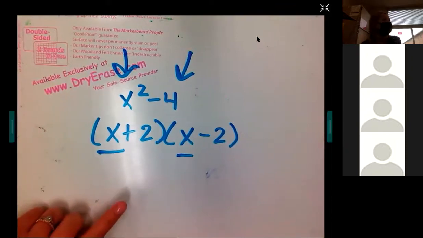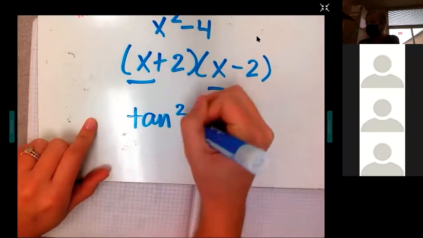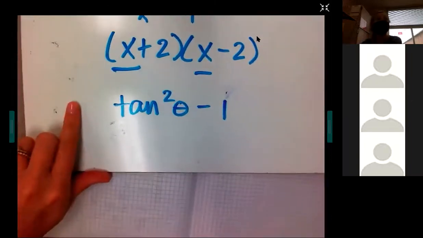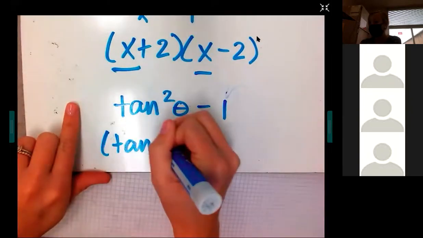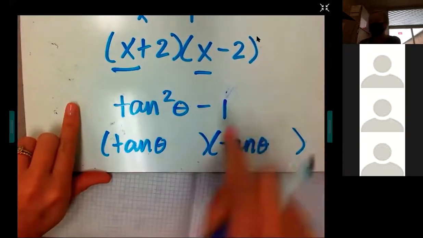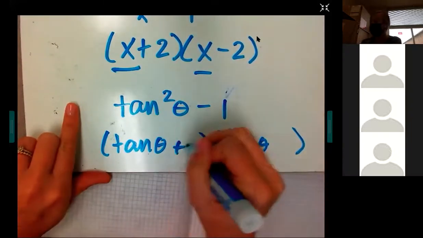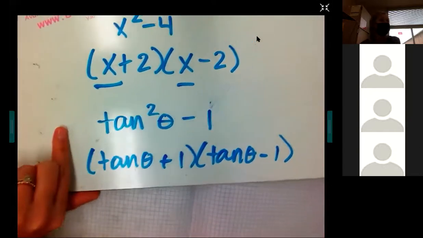We know how to do that, right? So on your classwork, when you see something like this, no one's going to freak out, right? Square root of tangent squared would be tangent, correct? What's the square root of 1? Plus or minus 1. So that's how you would factor it. That's how we factor binomials. So y'all are good there, right?